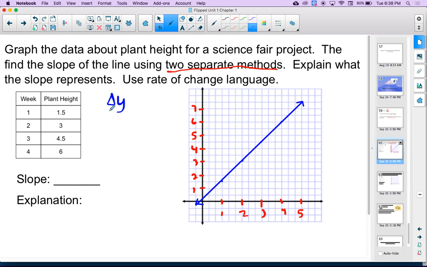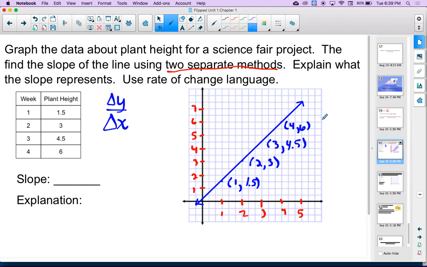So if we want to find the slope, we're going to use our slope formula, delta y over delta x. And that's how our y's are changing as our x's are changing. And we can do that here on the graph. That's pretty easy to do. Or we can do it in the table. So our first point is 1, 1 5/10. Our second point is 2, 3. Our third point is 3, 4 5/10. And our fourth point is 4, 6.